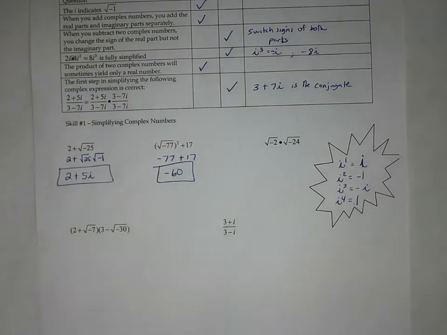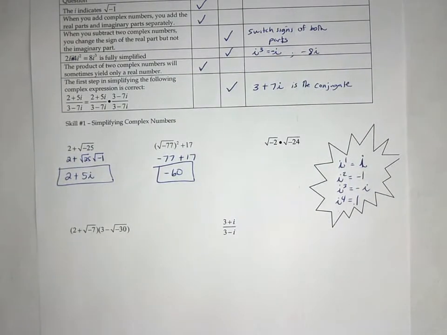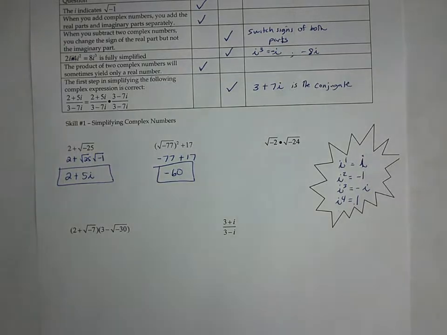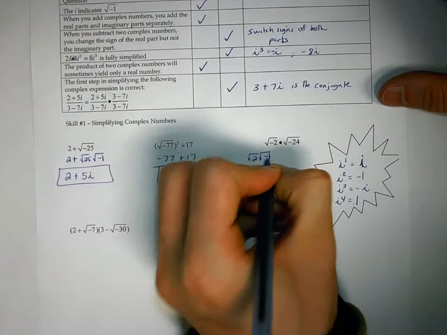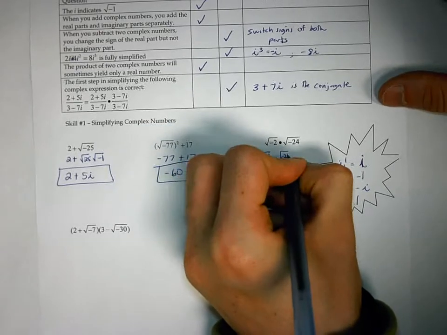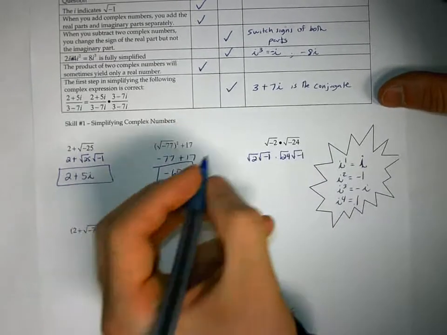The third example right here is the square root of -2 times the square root of -24. Same thing is true in terms of how I can rewrite this in terms of positive square roots and negative square roots and simplify down to i. This right here is the same thing as the square root of 2 times the square root of -1, times the square root of 24 over the square root of -1.